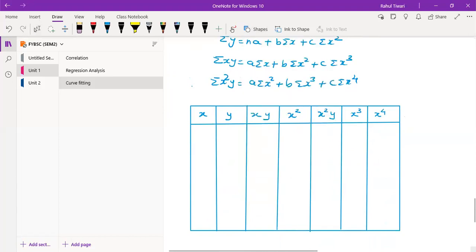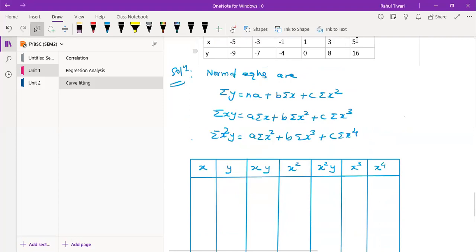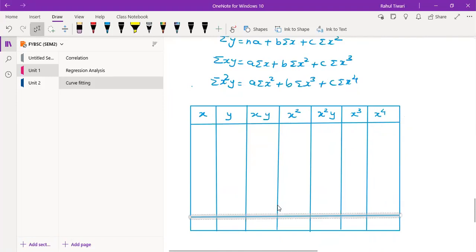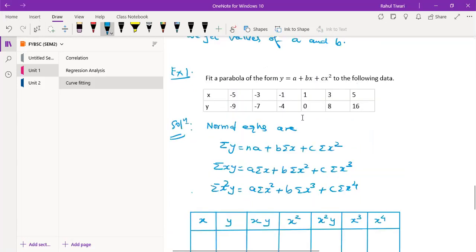Has anyone calculated? Let me know the total of this. At least I will write the total, and the rest of the tasks you can do because it is simple. So I think summation of x is coming 0. Is that 0? This is 0, and this is all about the total. Okay, so you can just finish this problem.